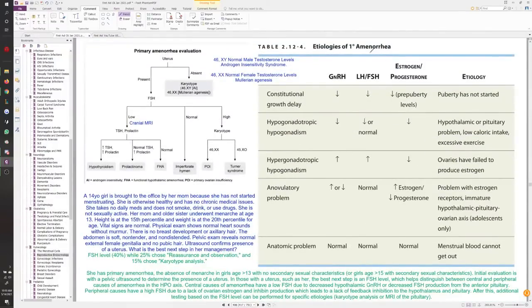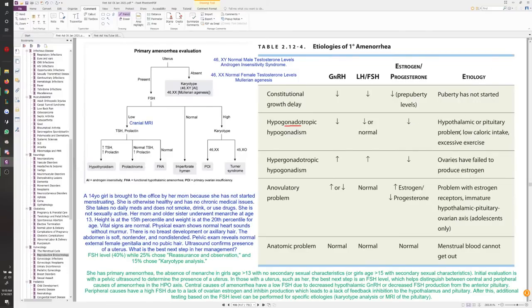So now here we're seeing etiologies of primary amenorrhea, right? We looked at constitutional growth delay. There's hypogonadotropic hypogonadism. So this is pretty much secondary, right? Where you don't make GnRH. You don't make GnRH, so that's why you don't make the gonadotropic hormones LH, FSH. So now if you don't make LH, FSH, you will not make estrogen and progesterone. So now this leads to a lot of problems, right?